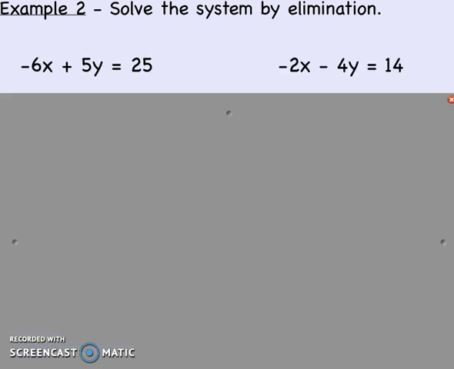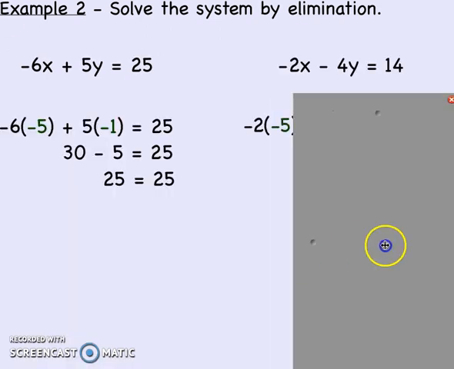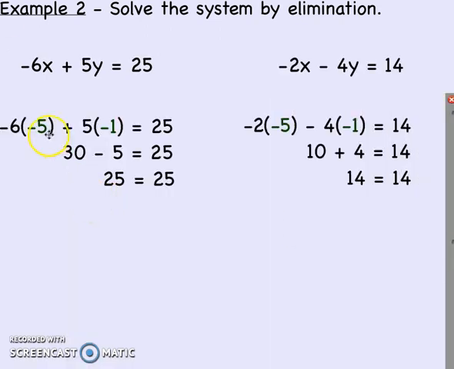And again, I'm going to check it. I'll just show you all the way across here. So I substituted my x and my y values in. This became 30 minus 5, which is 25. So 25 is equal to 25. Here, I substituted my x and y values in. This became 10 plus 4, which is 14. 14 is equal to 14. Therefore, I have solved the system correctly.